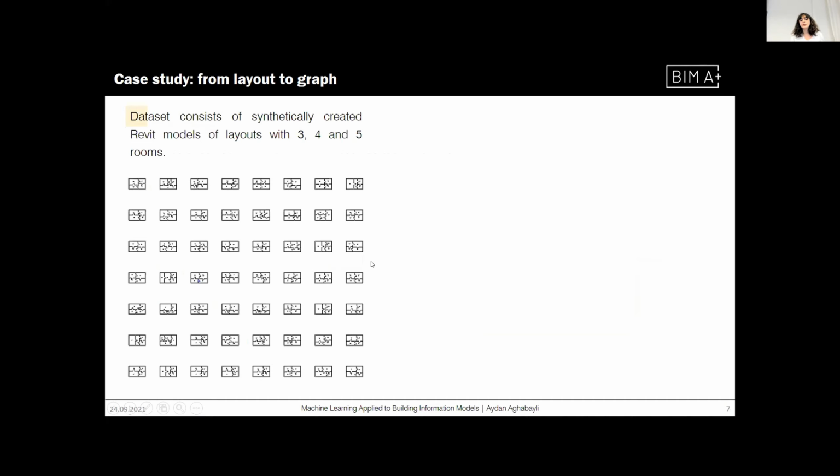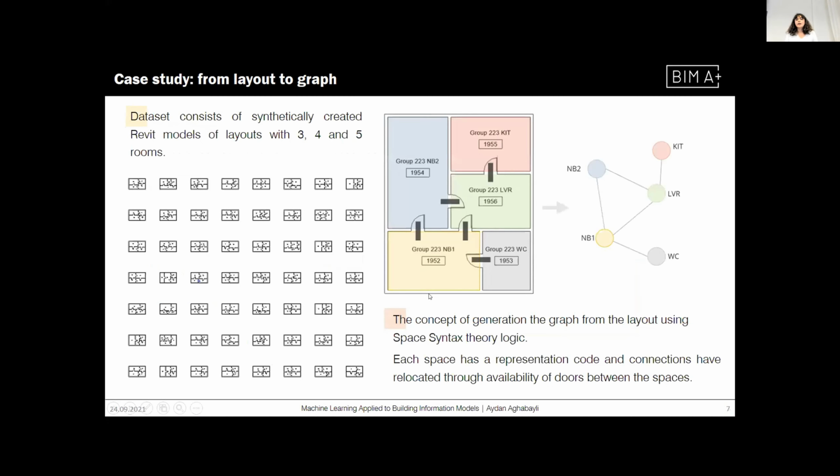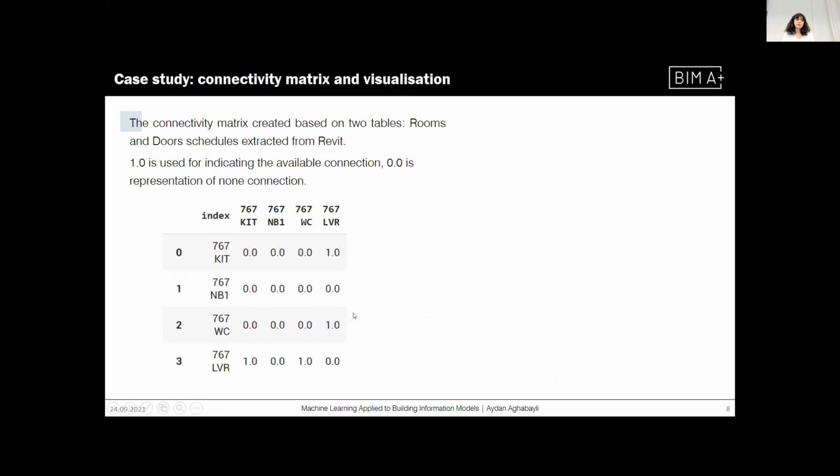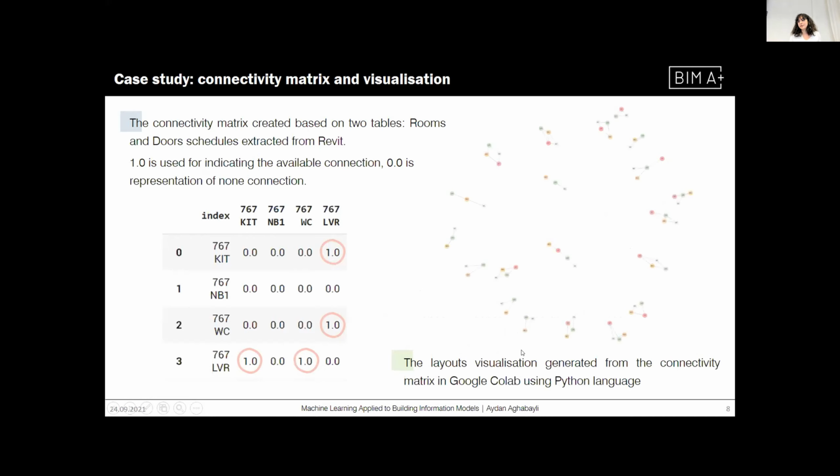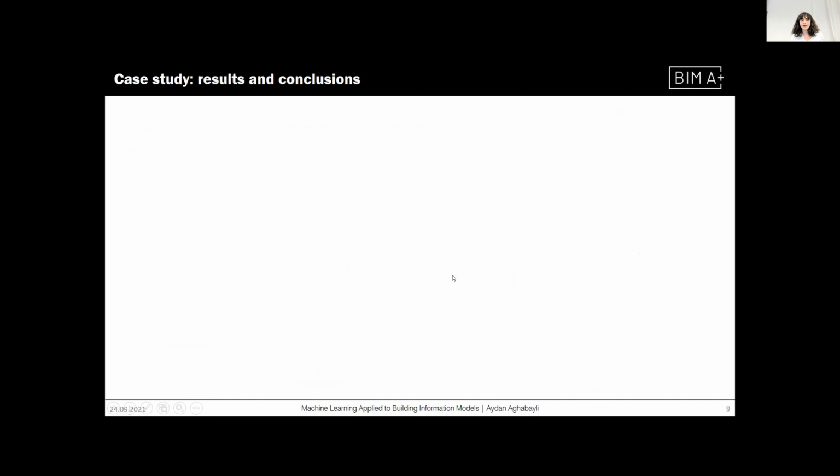Firstly, the data set that consists of 3, 4, and 5 room models was generated synthetically. Then here you can see the representation of this layout as a graph. Here each layout has an identification and each room has an identification. But making the data a graph is not enough for the machine. So to make it machine readable, the connectivity matrix was created in Google Colab from the extracted CSV files from Revit schedules. Here you can see ones are the representation of the spaces where they have connections, and this is a visualization of some graphs obtained. Each graph is one layout.